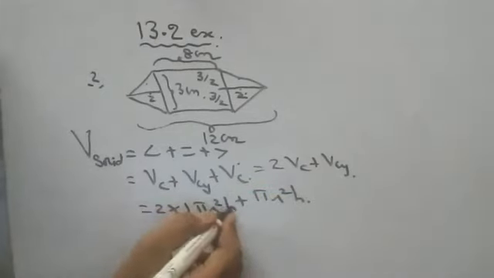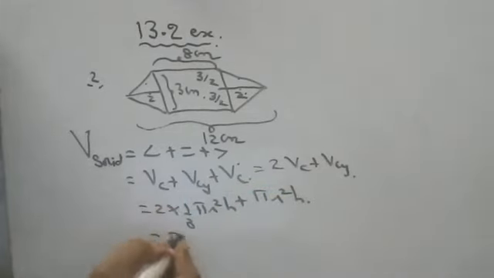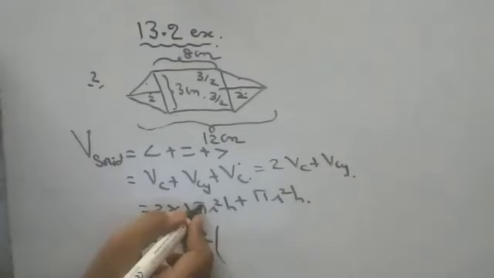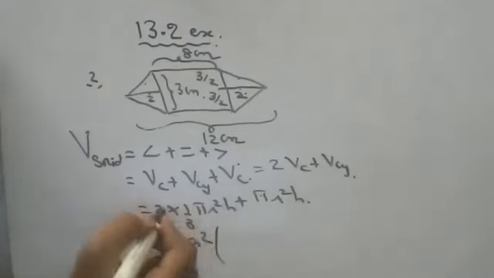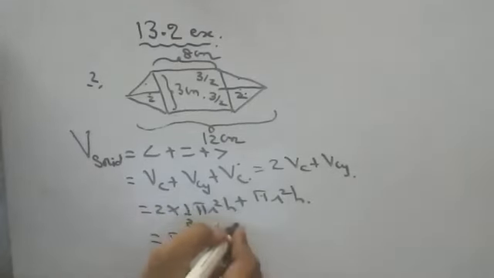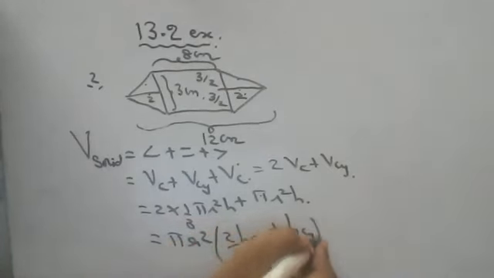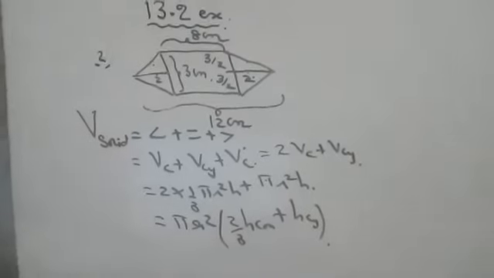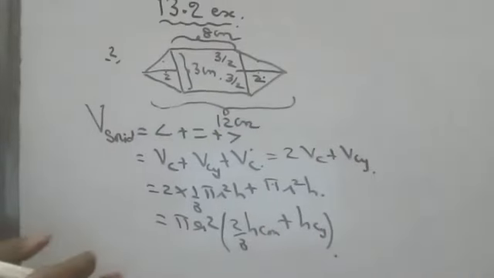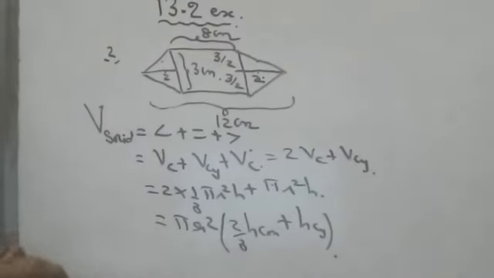So pi r square we will take common. Only pi r square we will take common. If you take pi r square common here, 2 by 3 h of cone is left, plus height of cylinder. Because the radius is the same but the heights are not the same, that's why I'm not taking height as common.